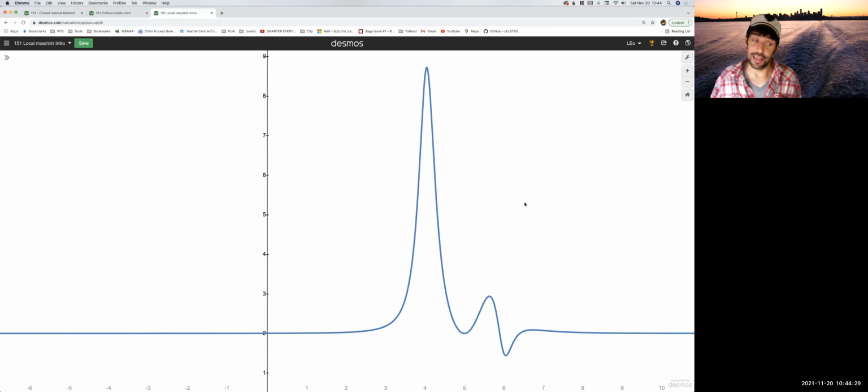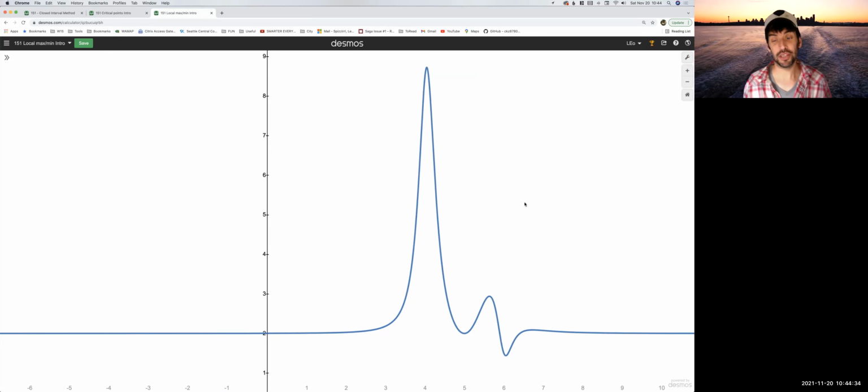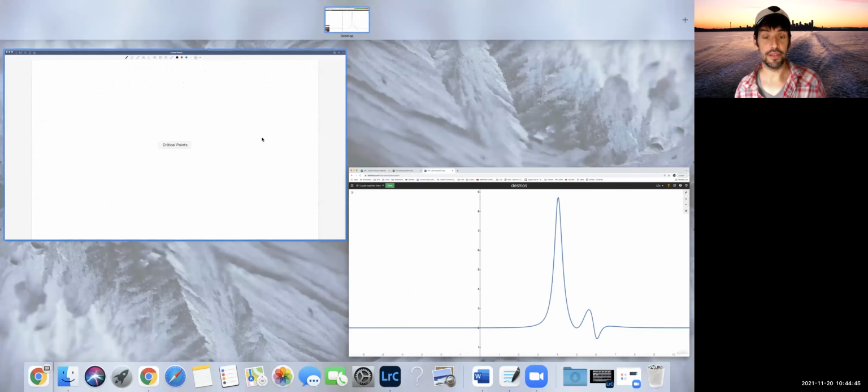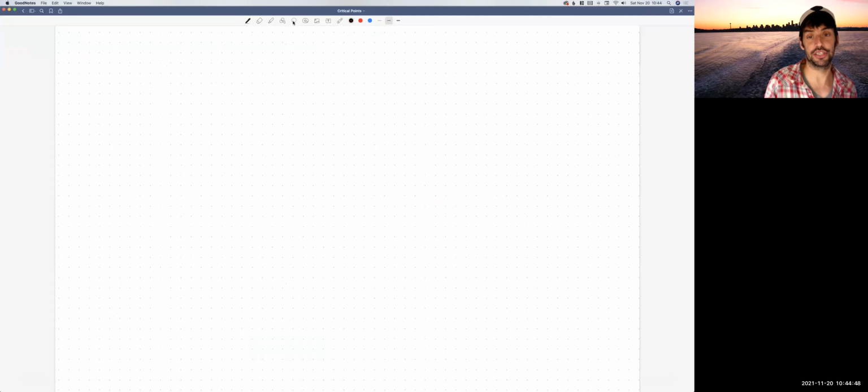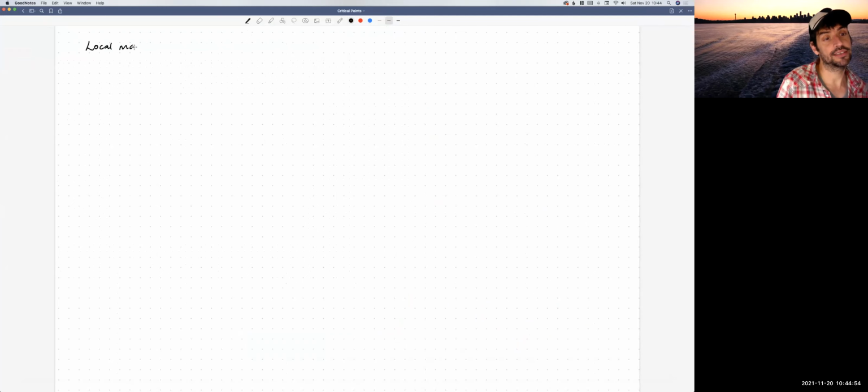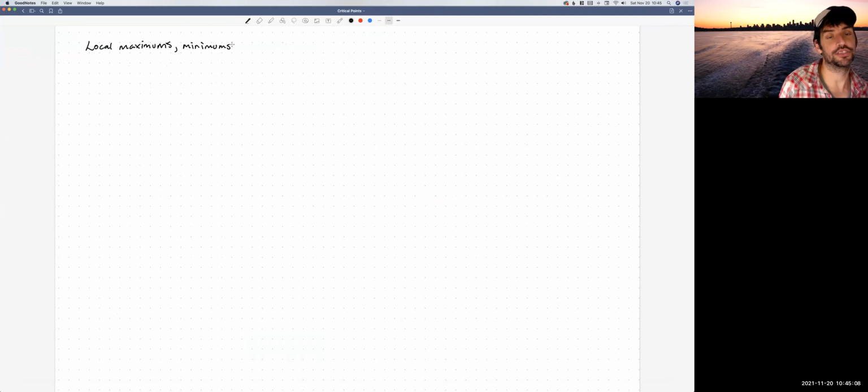Also, those points are clearly not the smallest or the greatest value the function takes on. So they're not absolute maximums or minimums, but there's still something fundamentally special about them, right? There's something interesting about being at the top or the bottom of this little section. And so we give those a name, and that's what we're going to begin today's conversation about. We call these local maximums and minimums, or local extrema.